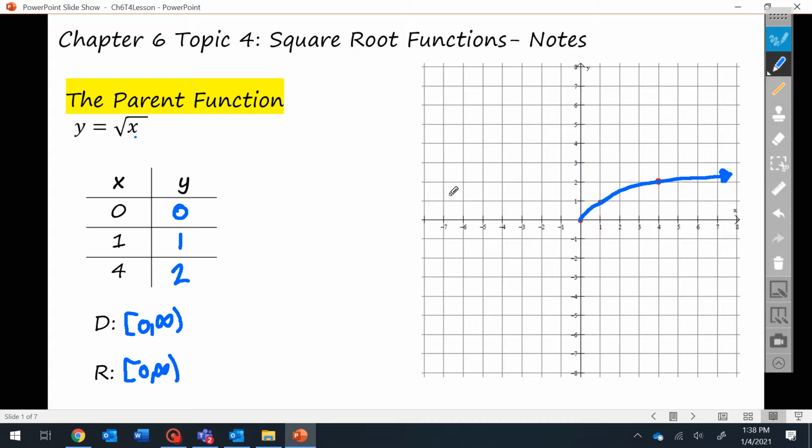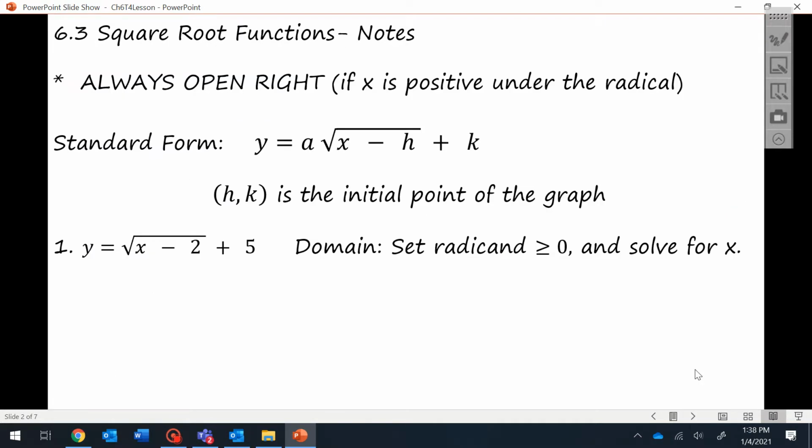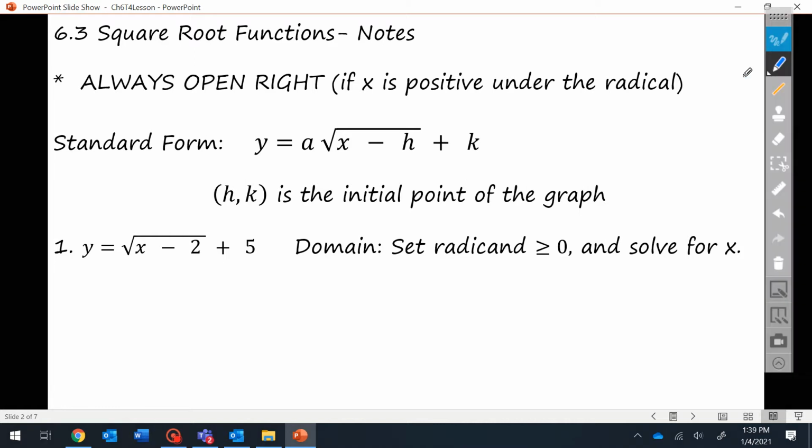It may be shifted over, it may be shifted down, it may be shifted up, it might even be stretched out a little bit, or it might even be reflected, maybe going this way. But they're all going to look like this same basic function. So all of the functions that we talk about today are going to be some transformation of this function. Now, how do we tell what the transformation is? Well, it all goes back to basic transformations.